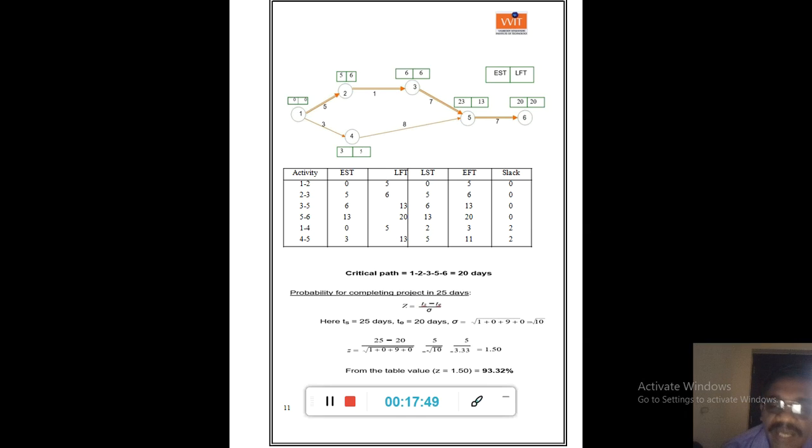So if you take the table value for 1.50, Z is equal to 93.32%. So table values you have to see. In the table in the textbook, if you look at 1.5, you will find 1.5 at 93% and the value for 3 is 93.32 there. So you will get the 1.50 value as 93.32%.